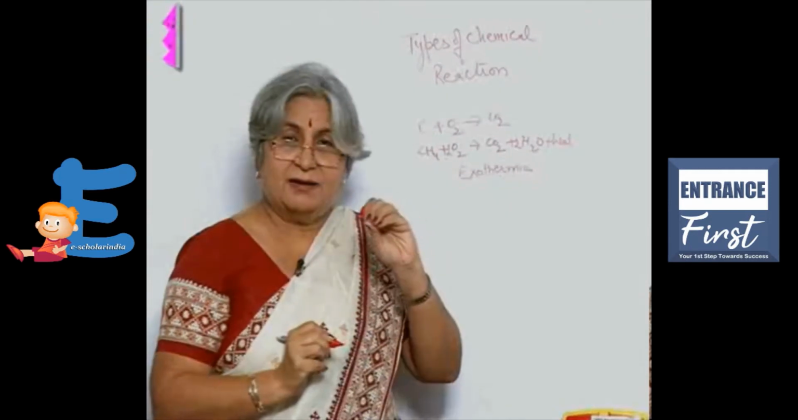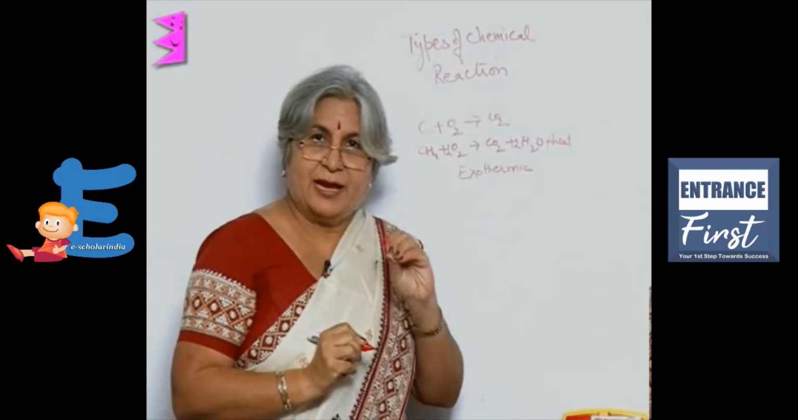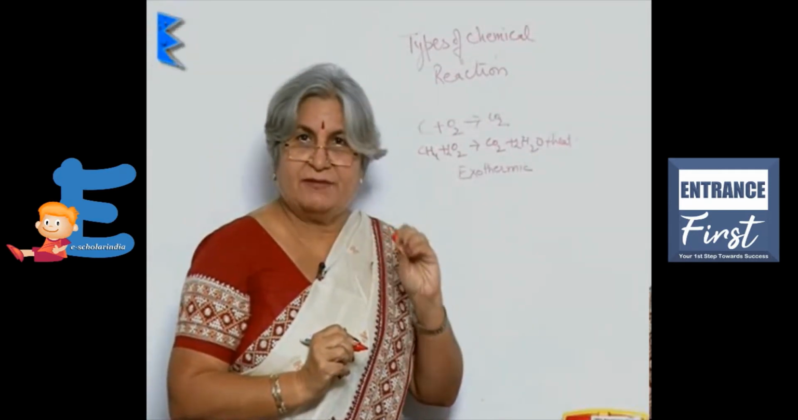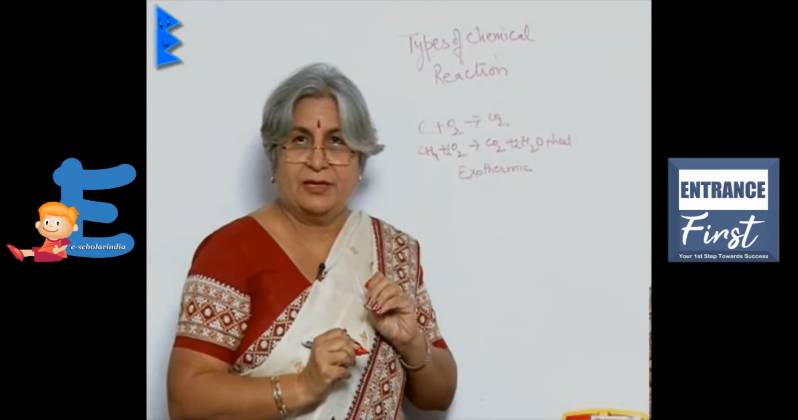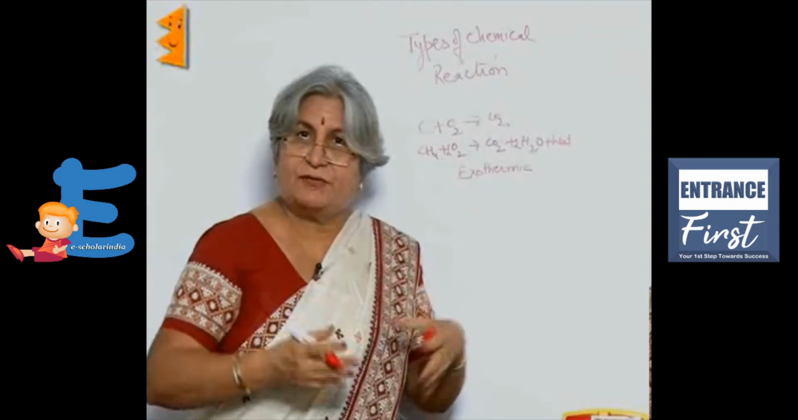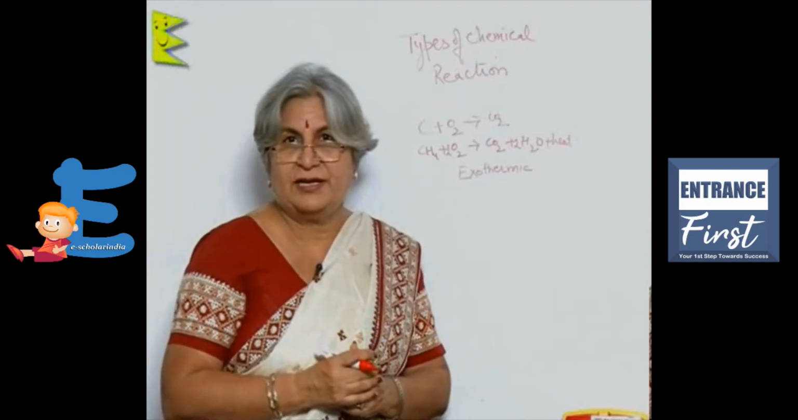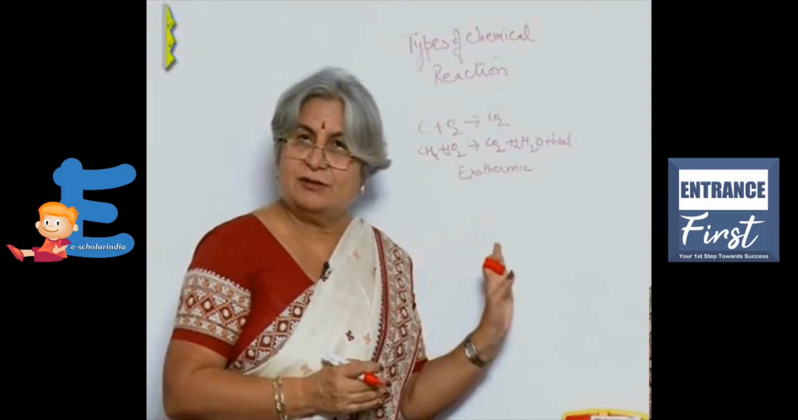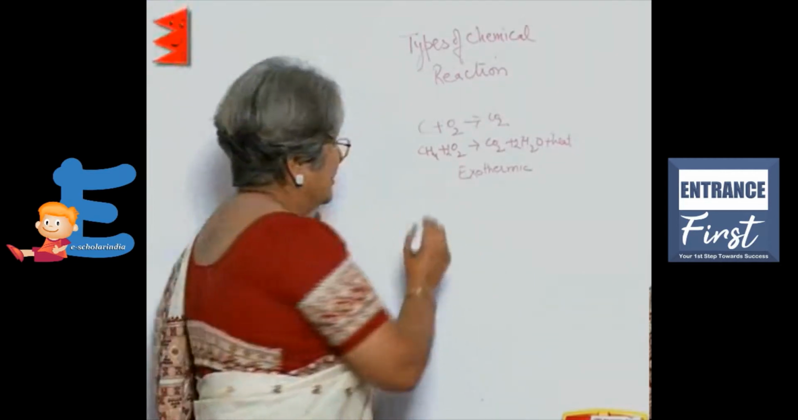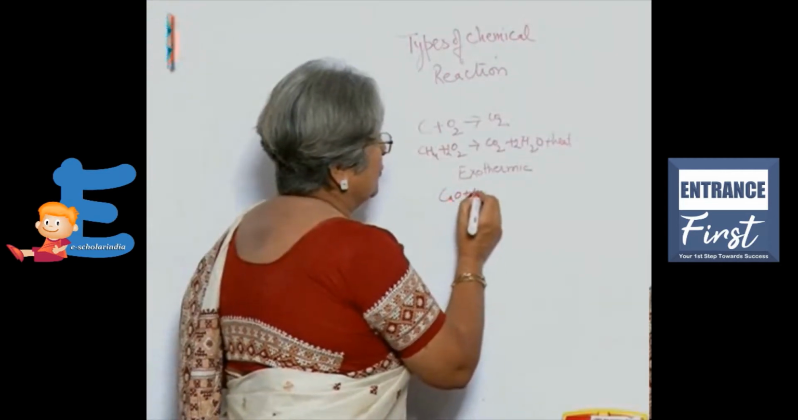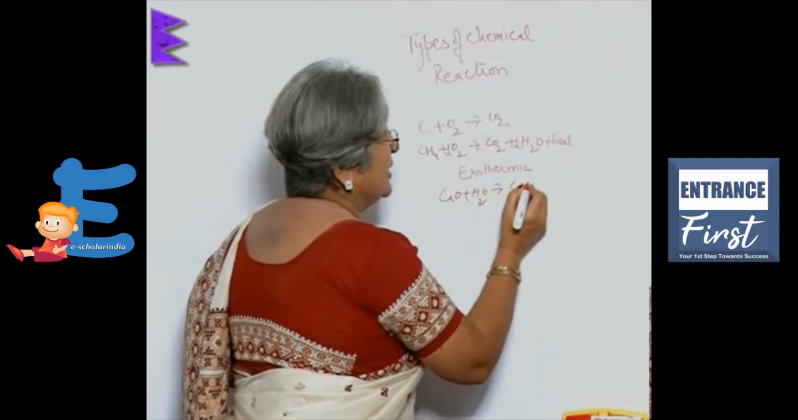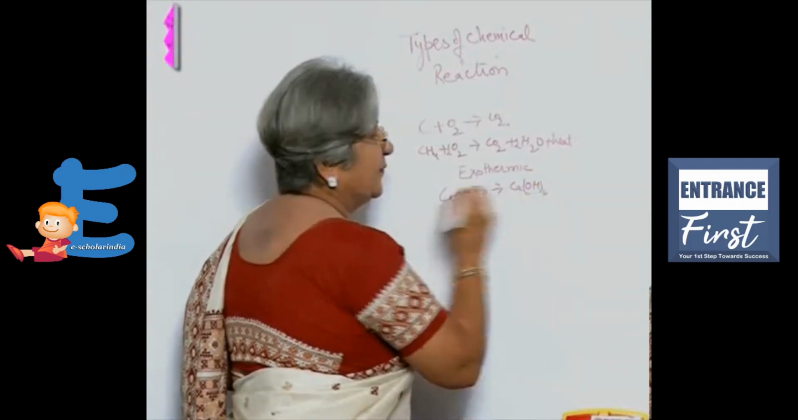Now when you add quicklime and water, or you can say when you add water to quicklime, then also it seems as if it is boiling. And if you touch it, it will be very hot. So a lot of heat is released. So that is also an exothermic reaction. CaO plus H2O is equal to Ca(OH)2.